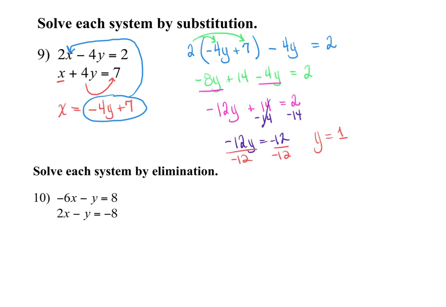I'm not done yet. I need to go back to this equation and I need to solve for x. So if y equals 1, x equals negative 4 times y, which is 1, plus 7. X equals negative 4 plus 7, which is 3. So now I have my x value. I have my y value. Remember, you always want to write it x, comma, y. So x is 3, y is 1. And that is my answer.